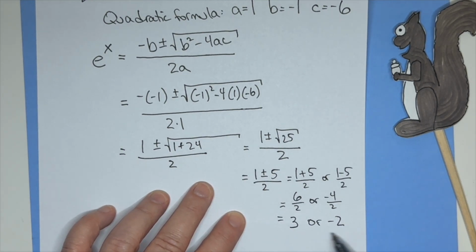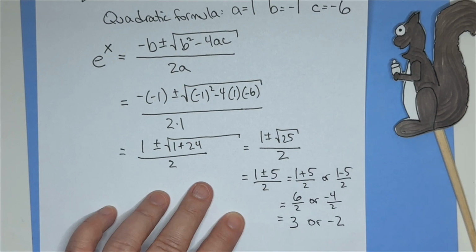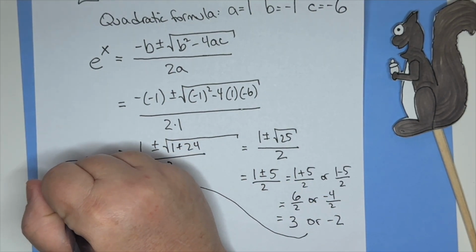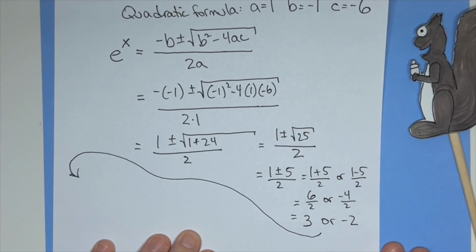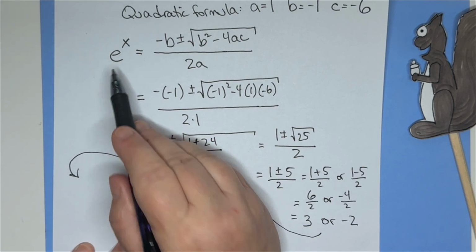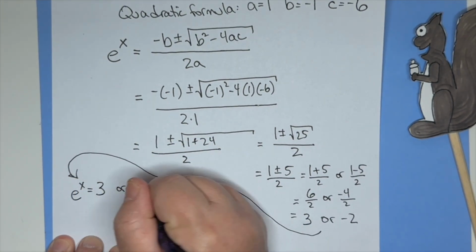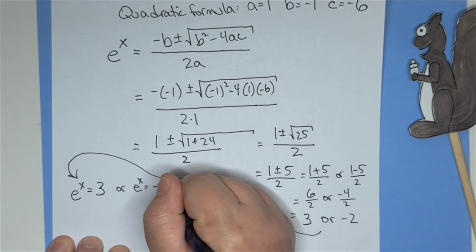Now, do we put a box around these? No, because we're not finished yet. And I'm going to use some of this space to come up over here to finish the problem. Now, what is equal to these? So we go back up here, e to the x. We've got e to the x equals 3, or e to the x equals -2.